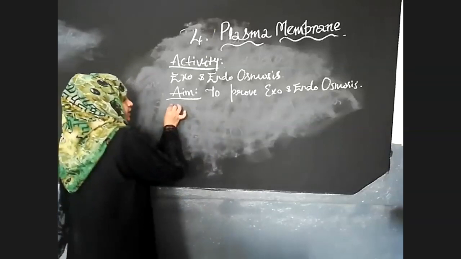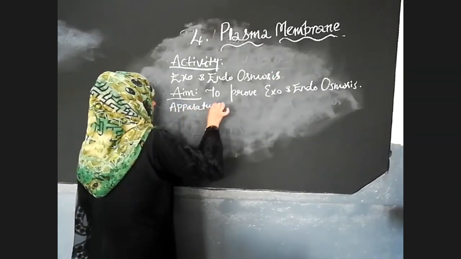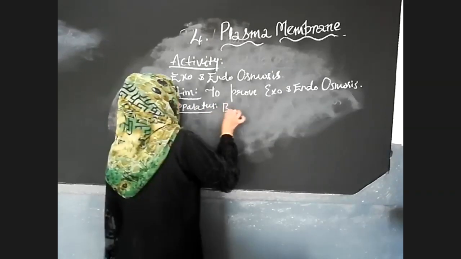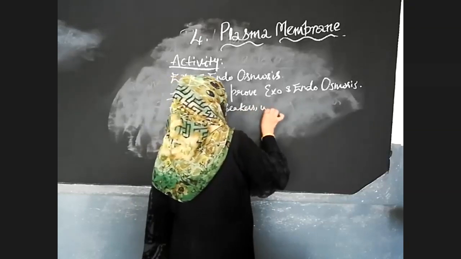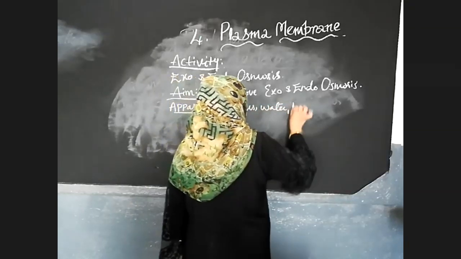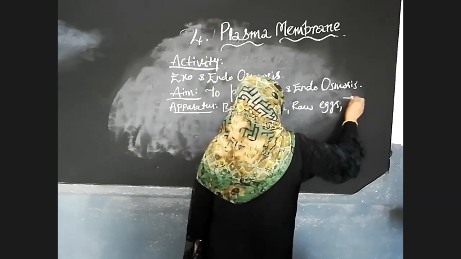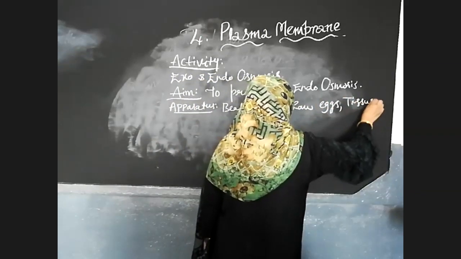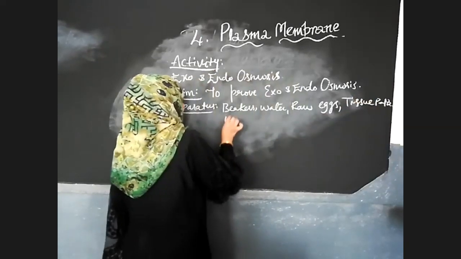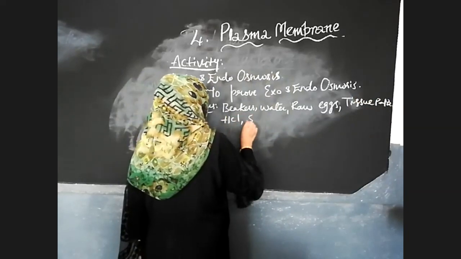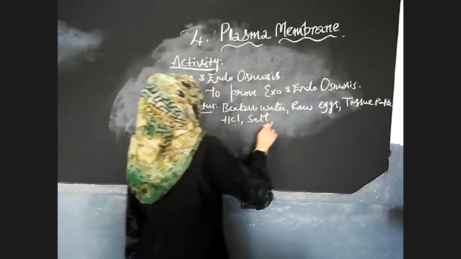Then materials required are apparatus. Beakers, take beakers, then water, Ra-X, tissue paper, then chemicals are hydrochloric acid, then you have to take salt, water I wrote here.